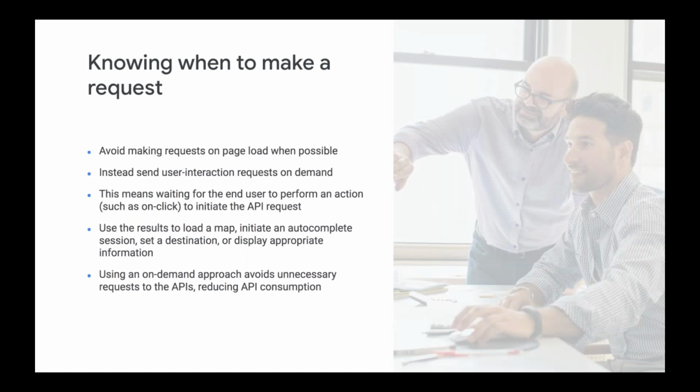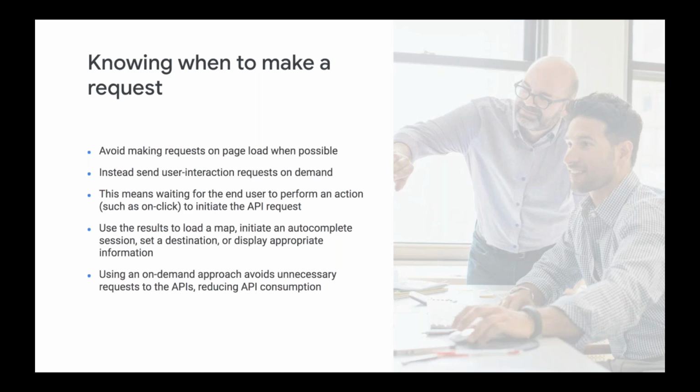And there's a lot of other things we see people do from an optimization perspective. We've just tried to focus on the main ones here that we see most frequently. But the last one I wanted to touch on was avoiding making requests on page load whenever possible, and instead sending user interaction requests on demand. Basically, this means don't make a request until you actually need the data.